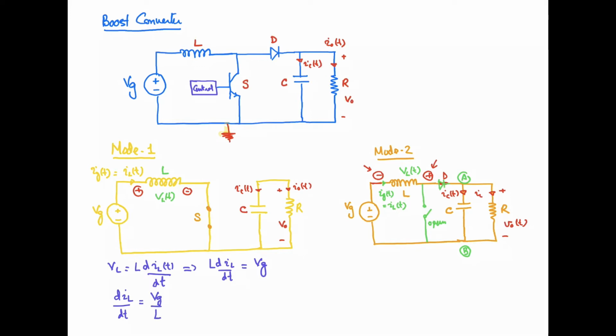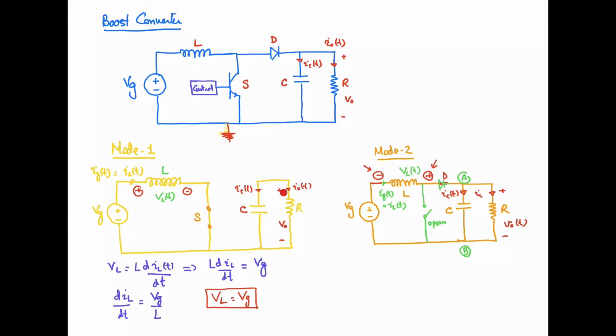The rate of change of the inductor current will be defined by Vg by L. Vg is the source voltage, L is the inductance, right? And additionally, I can write over here that VL is equal to the supply voltage Vg. And what about the capacitor current? The capacitor current, looking at the direction of the current that we have assumed, is in the downward direction, which is opposite to your load current I naught of t, that has been considered over here in the downward direction.